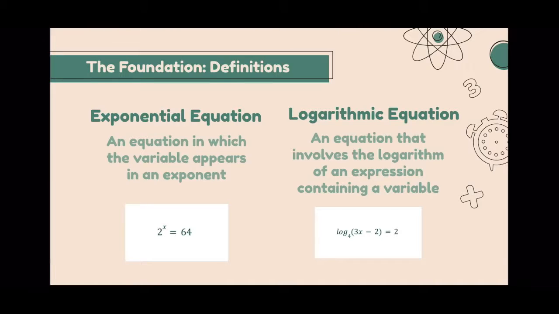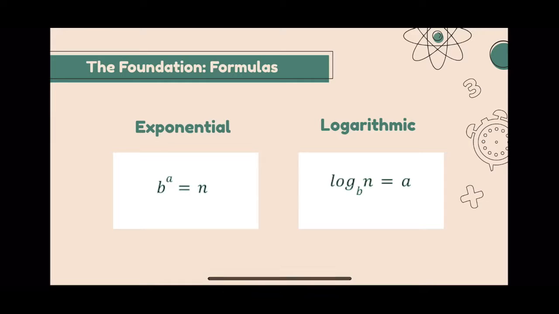The exponential formula states that b to the power of a is equal to n, where b stands for the base, a is the exponent, and n stands for the number that the expression is equal to. The logarithmic formula is log base b of n equals a. In this lesson, you will learn how to solve exponential equations using the logarithmic formula, and therefore it is important that you understand and memorize the arrangement of the three variables b, a, and n.